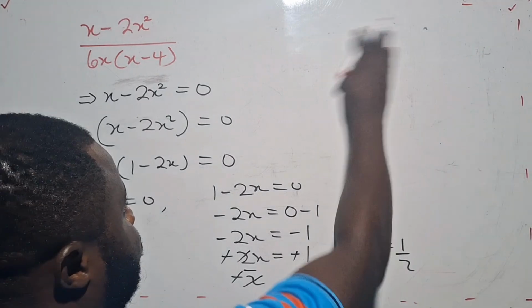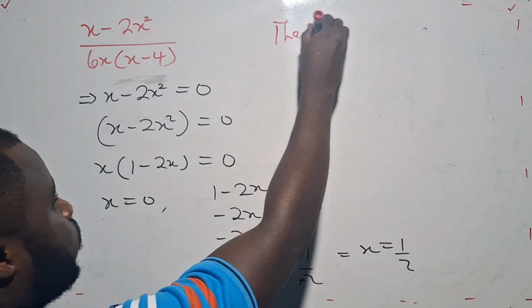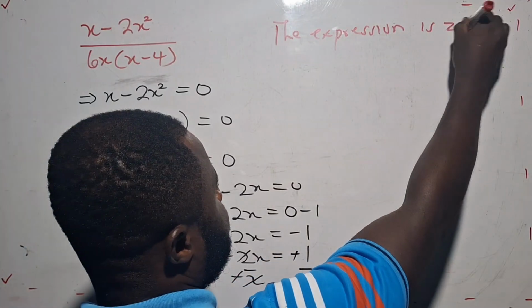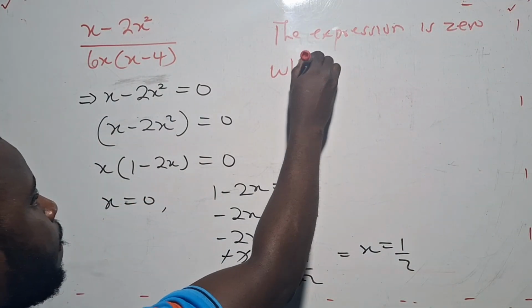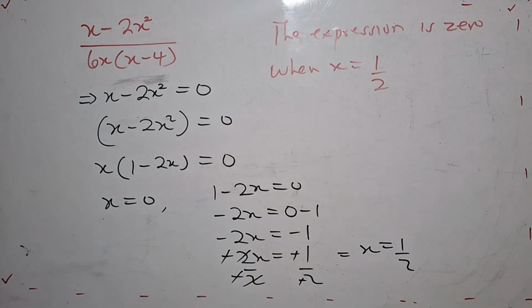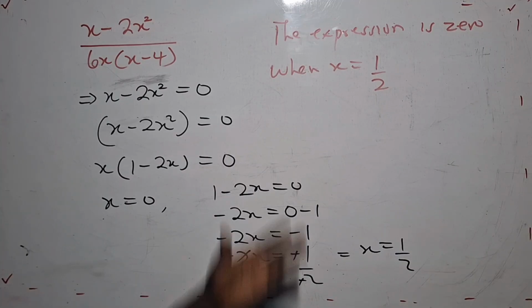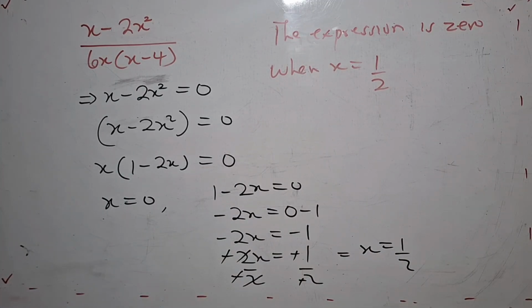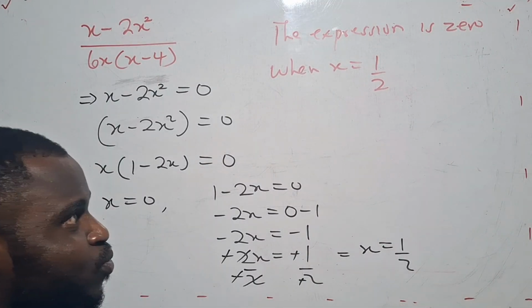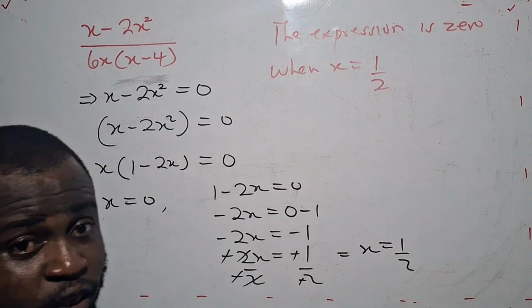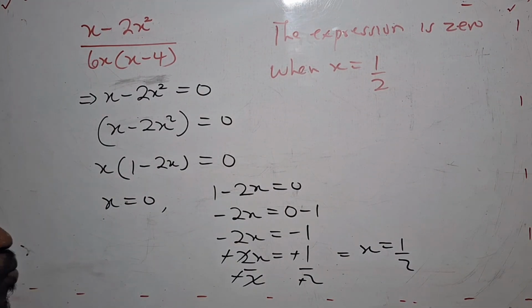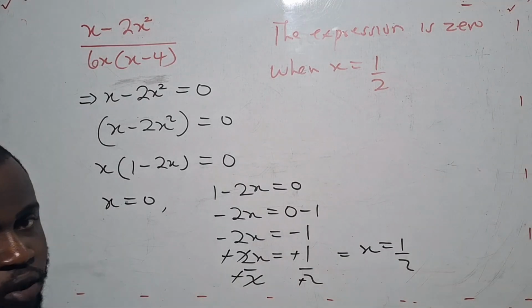So the expression is 0 when x is equal to 1 on 2. We focus on the right answer we've gotten, which is the half. So this is how we solve this expression when the algebraic fraction is said to be 0. Very easy and simple if you practice more and follow this lesson closely.